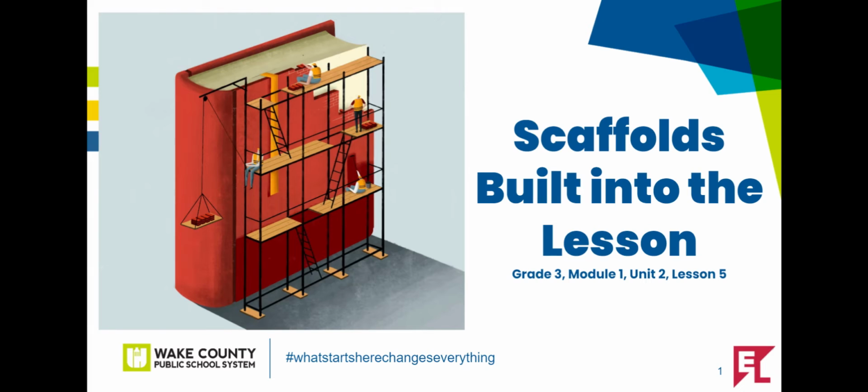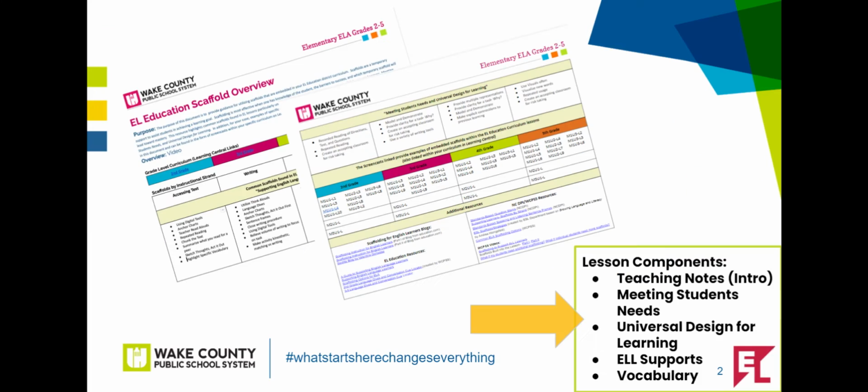Throughout this learning opportunity, we'll focus on examples of scaffolds that already exist within EL Education lessons using Lesson 5 from Grade 3, Module 1, Unit 2. An EL Education Scaffold Overview document for elementary ELA grades 2 through 5 can be found in Learning Central under the appendix within each grade level module and in the teacher planning tools for your grade level curriculum. Please refer to this document for additional supports as you plan.